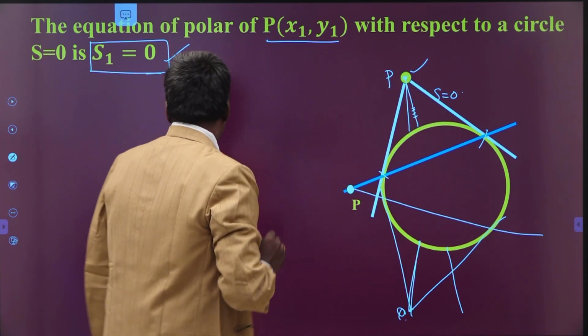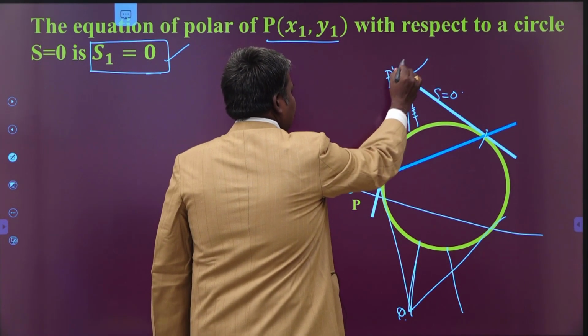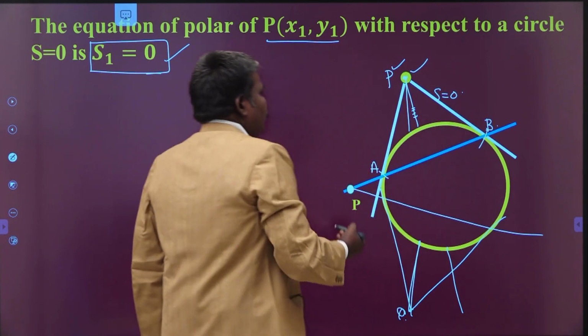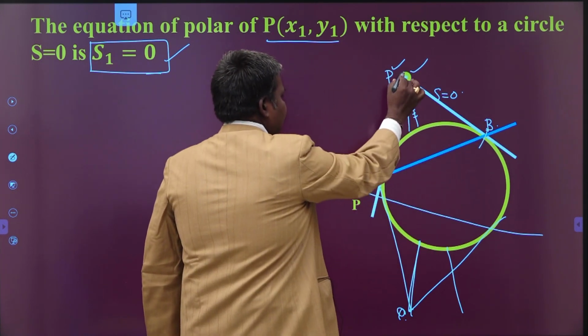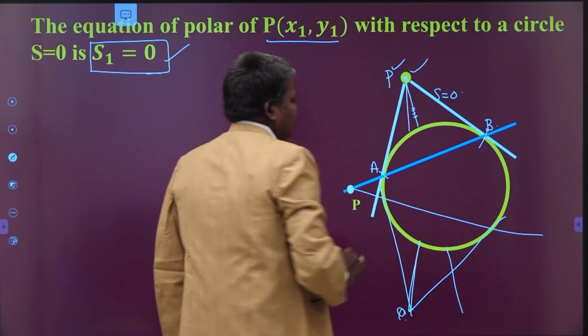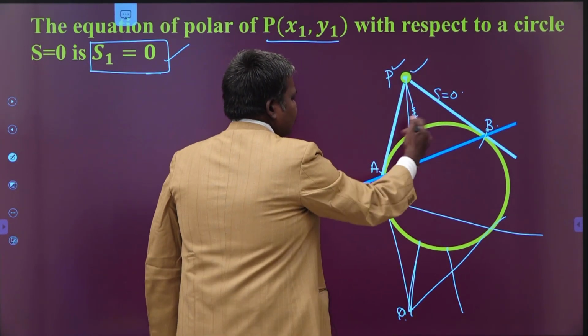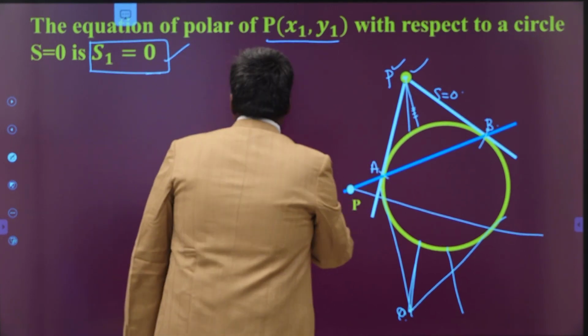Okay. Now, my dear students, my question is, this is the point P. Suppose this is AB. With respect to P, AB is what? AB is the chord of contact of P with respect to the circle, or not? My question is, AB is what now?